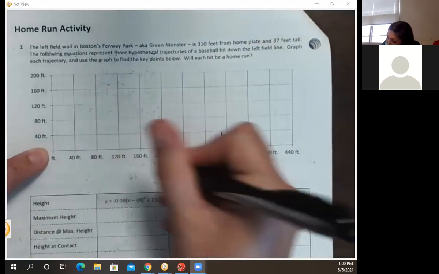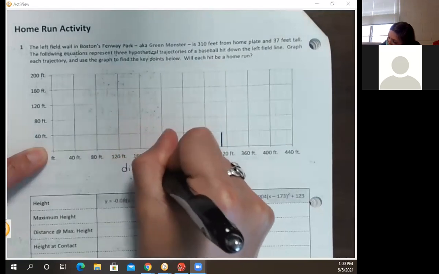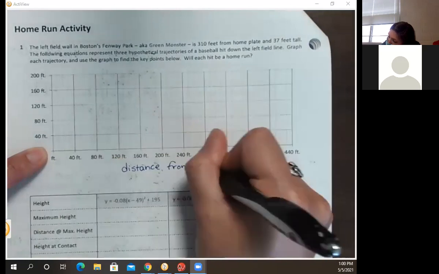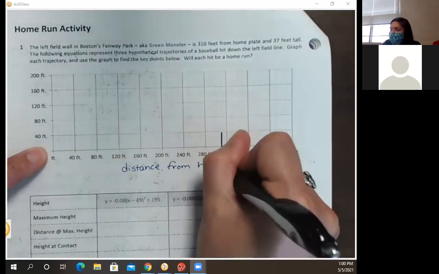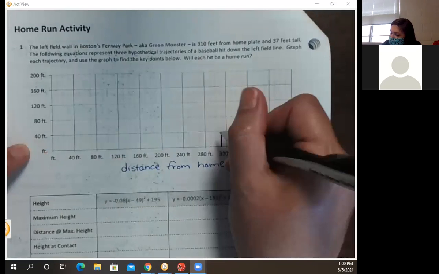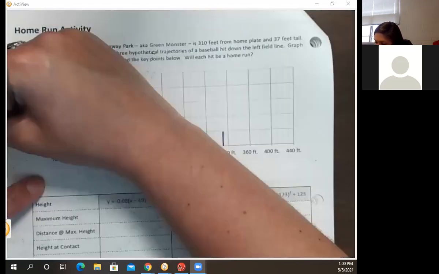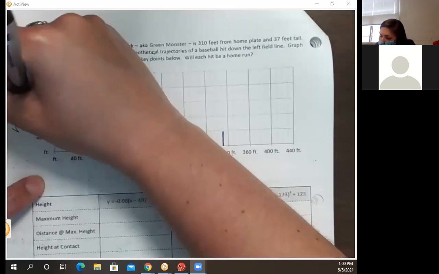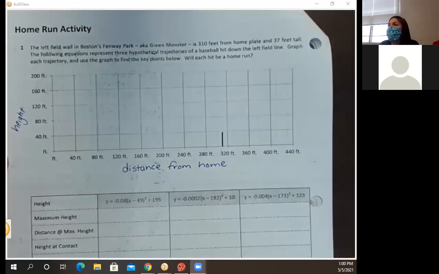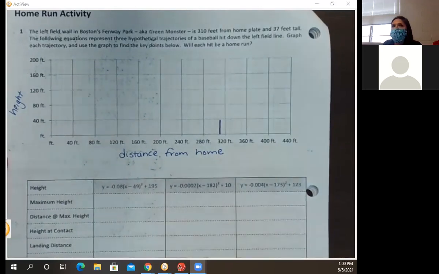So I'm going to label this x-axis as my distance from home plate. And then we know that the wall is 37 feet tall. So that's what I see here, just under 40 feet. So my y-axis represents my height. Right now, the height of our wall. In just a second, the height of our baseballs. And then what we have are three different hitters.